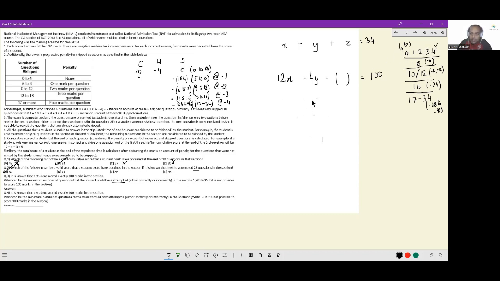If I can create 12x minus 4y and skipped has no impact at all, this is getting me to 100, or 3x minus y is equal to 25. Let's get possible solution sets here. X being equal to 9, y being equal to 2 works. But if x and y are 9 and 2, then z is not going to be in the range 0, 1, 2, 3, 4. Correspondingly, I can also figure out value of z, 9 and 2. So z will be 23. This is not a great case for us.